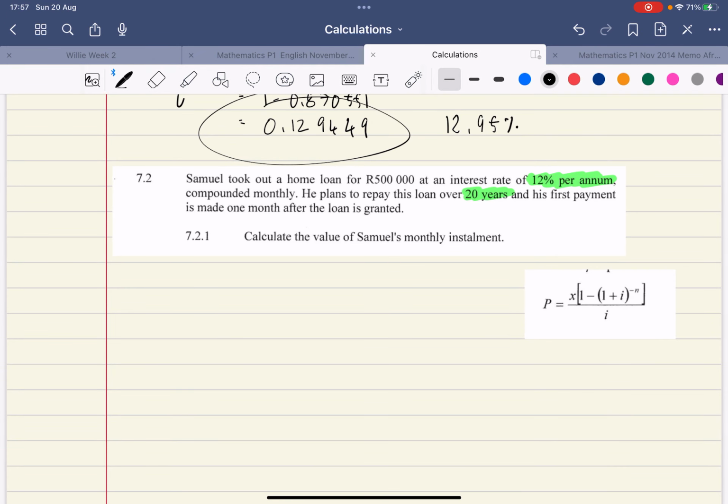Question 7.2. Samuel took out a home loan for 500k at an interest rate of 12% per annum, compounded monthly. He plans to repay this loan over 20 years, and the first payment is going to be made 1 month after his loan is granted. Calculate the value of Samuel's monthly installment.